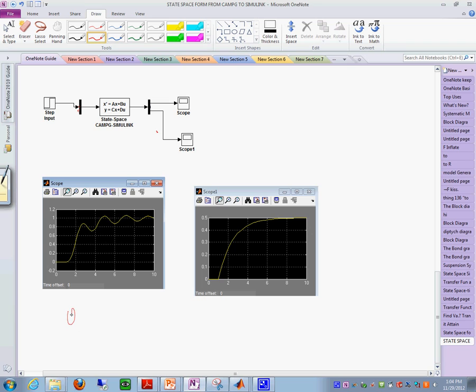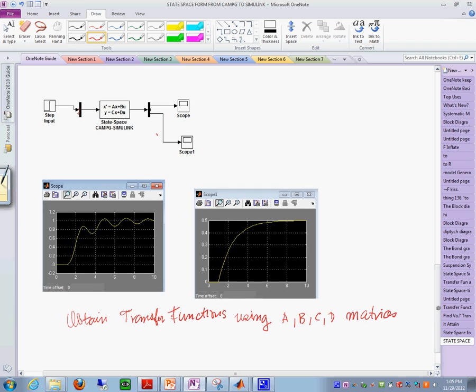You would say, maybe you will say, obtain the transfer functions using the A, B, C, and D matrices. Okay.